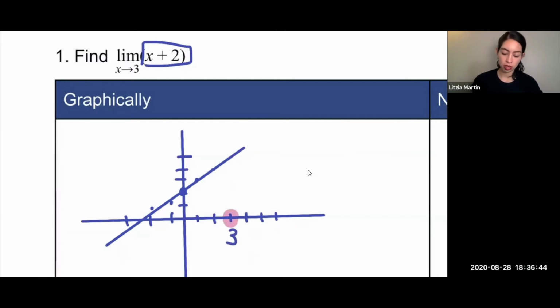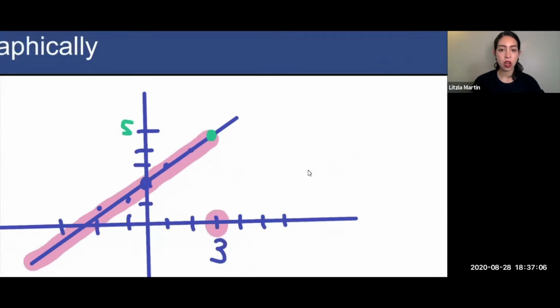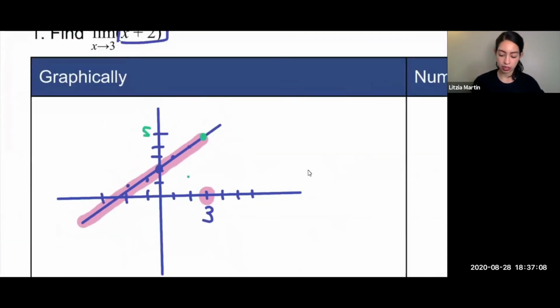So if we are tracing this graph and we stop once we are reaching x equal to 3, I want to take note of what is the height there. And so I can see from my graph, this is 1, 2, 3, 4, 5. So based on the graph, I can determine that the limit as x approaches 3 of x plus 2 is equal to 5.